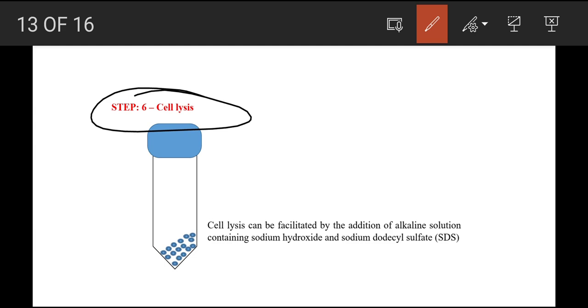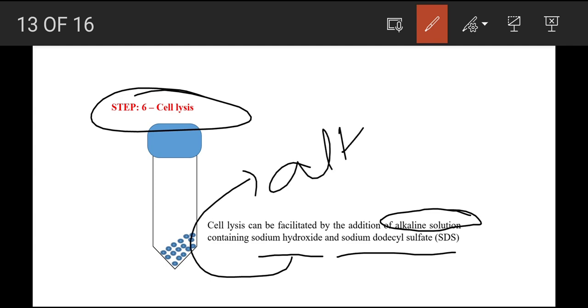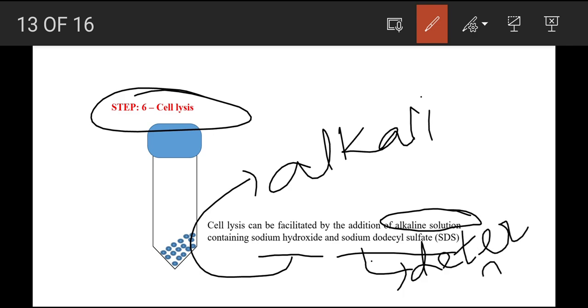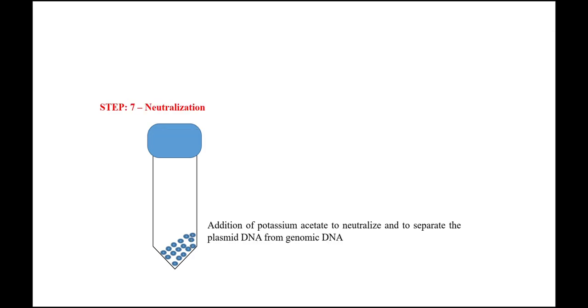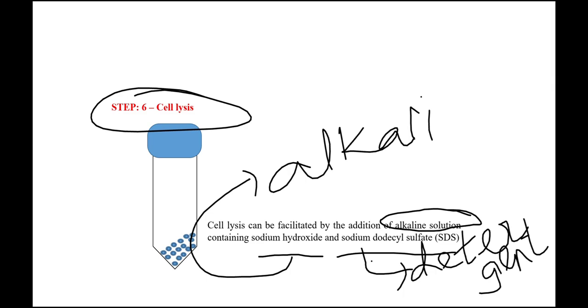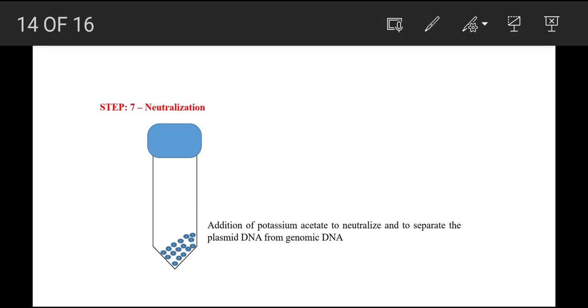Next slide. This step is called cell lysis. It is carried out by an alkaline solution containing sodium hydroxide and sodium dodecyl sulfate. Sodium hydroxide is an alkali, and sodium dodecyl sulfate is an anionic detergent.